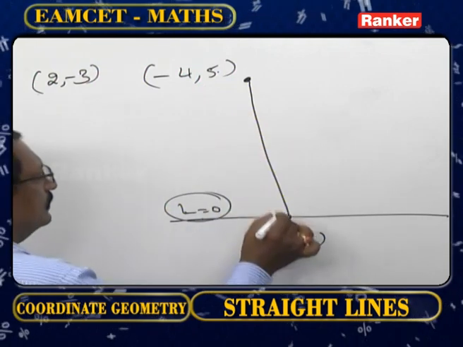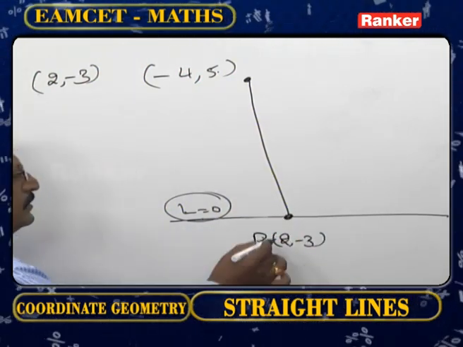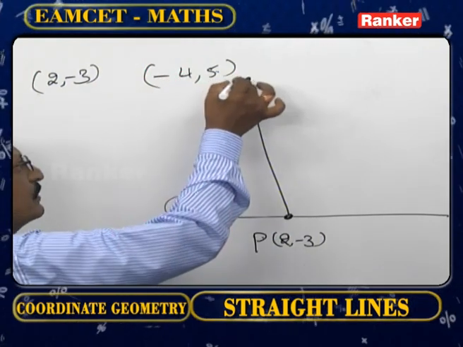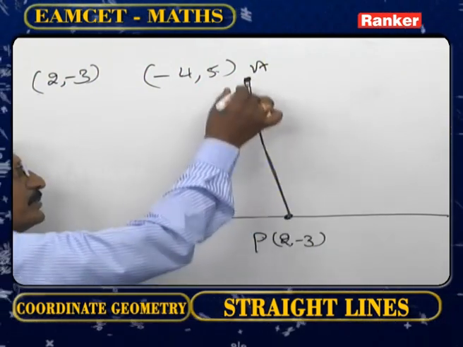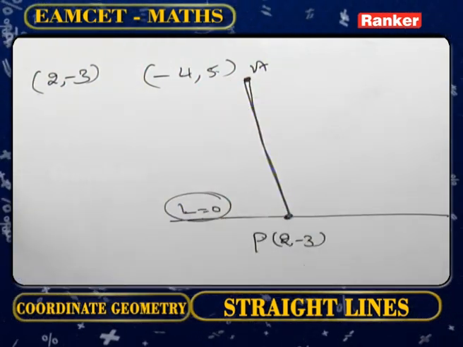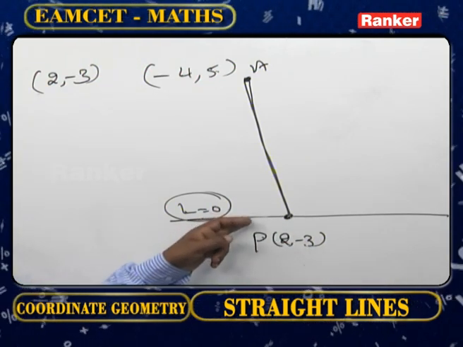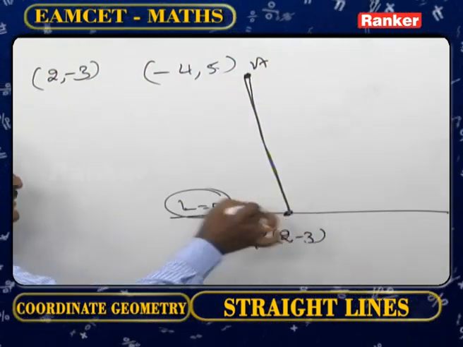Now, required is the equation of the line. Suppose the first point (2, minus 3) is considered as P. Now P (2, minus 3) is the foot of the perpendicular of (minus 4, 5). Consider this point A. Now the foot of the perpendicular of A on the line L equals 0 is P (2, minus 3). Now PA is perpendicular to the required line.